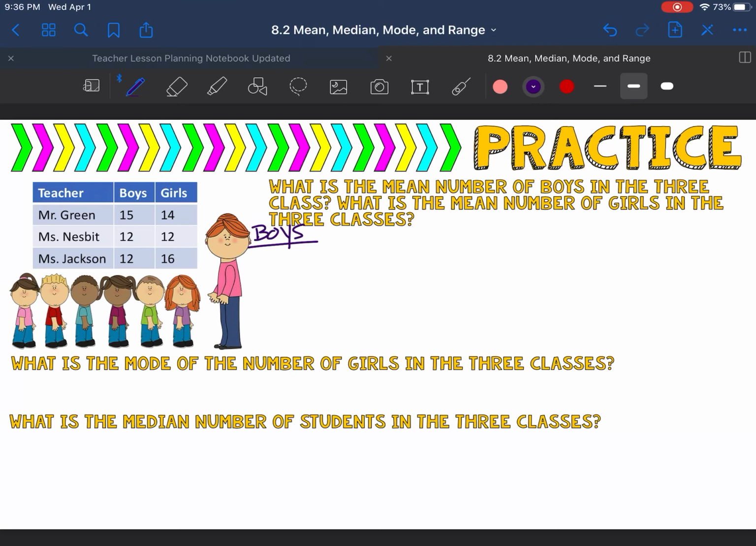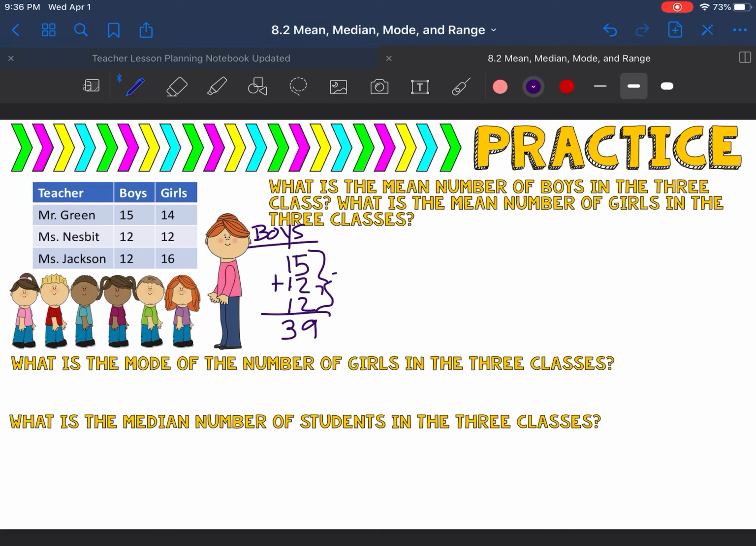Now, remember, to find the mean, you're going to add up all 3 numbers. So you're going to do 15 plus 12 plus 12. 5 plus 2 is 7. 7 plus 2 is 9. And add up all 3 numbers. 1 plus 1 plus 1 is 3. So that gives me 39.